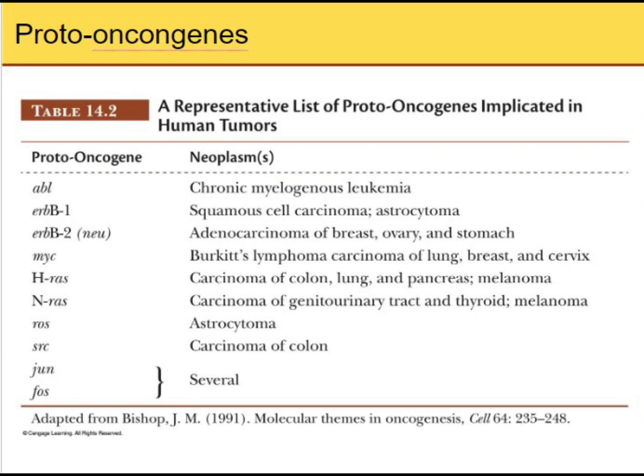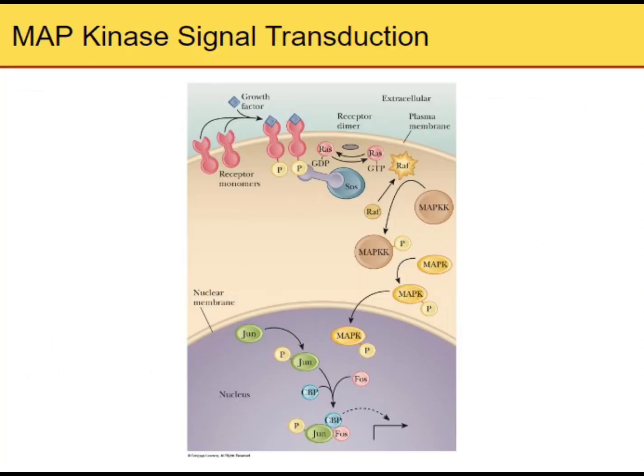Now, for this slide, this is a table that represents a representative list of proto-oncogenes implicated in human tumors. As for this page, the MAP kinase signal transduction. Signal transduction starts when a growth factor, the blue one, binds to a receptor monomer, the red one, on the cell membrane. The receptor is a tyrosine kinase, which then phosphorylates its partner receptor. The phosphorylated receptor is then recognized by GRB2, which binds to the RAS exchanger SOS.